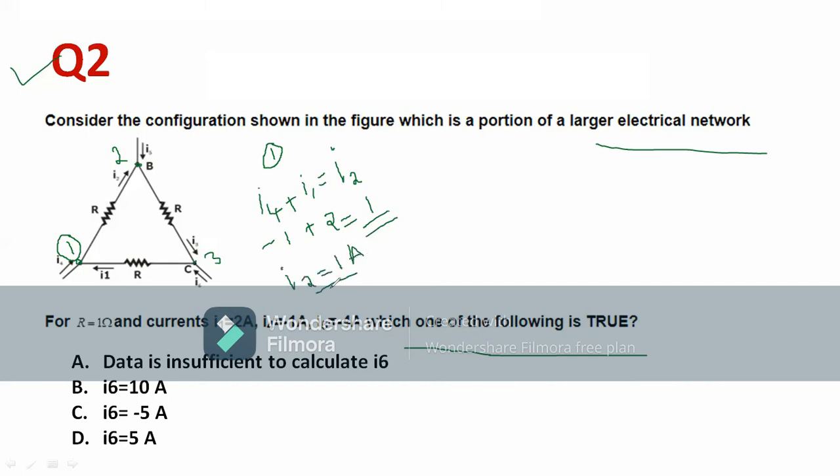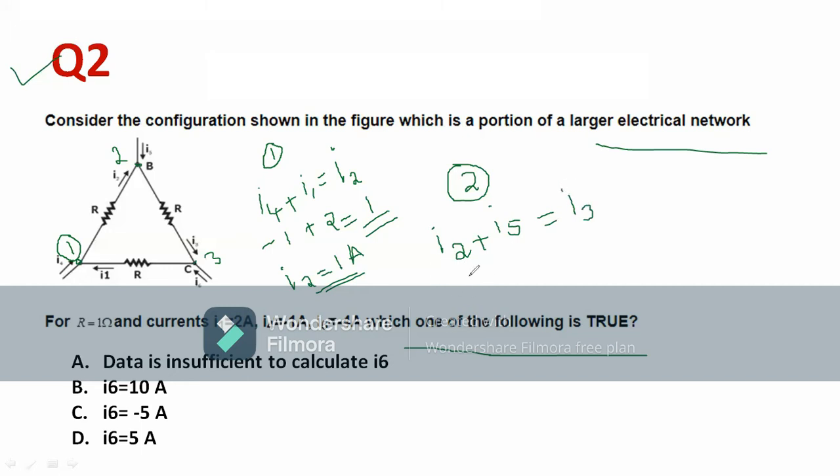Note down this. Now consider the second node. Okay, second node. Look at the second node. What about the incoming current and what about the outgoing current? I2 and I5 are the incoming current. So sum of incoming current I2 plus I5 is equal to the outgoing current. What is the outgoing current? It is I3. Do you understand? Apply the KCL.